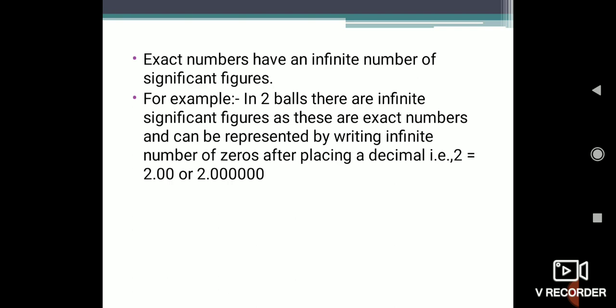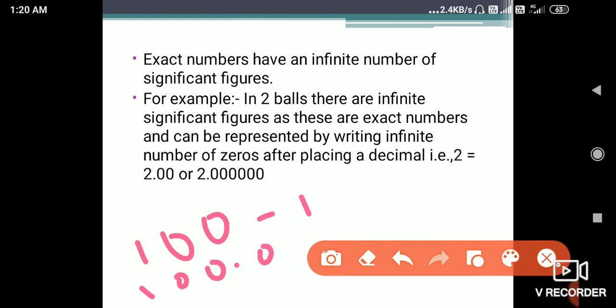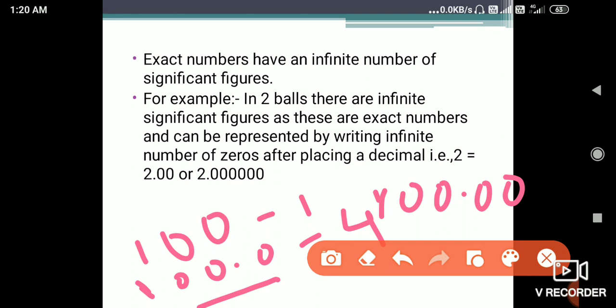It means, like we have just studied, if you write 100, we have said it is one significant figure. But if we write 100.0, the zeros before the decimal will also be counted, because there is a non-zero digit and after the decimal there is a 0. So if you count here, it will be 1, 2, 3 and there will be 4 significant figures. And if I write 100.00, here it will become 5 significant figures.